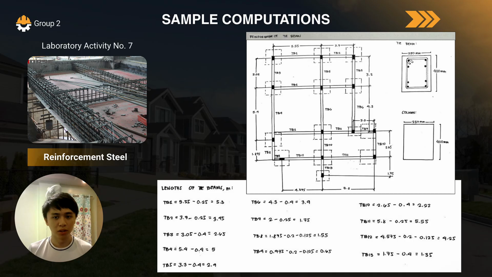To get the length of TB1, we simply subtract twice half the short dimension of the column, so just 0.25 meters, from the displayed dimension line. And this gives us a length of 5.3 meters for TB1. Then the calculation proceeds to each of the different tie beams all the way up until TB13.